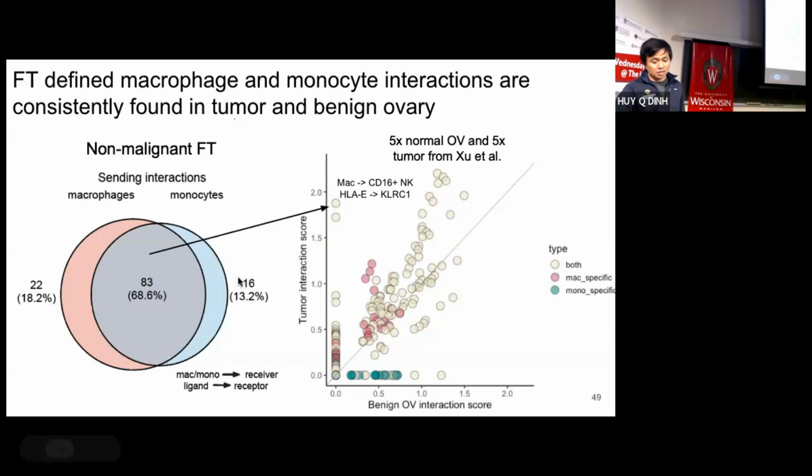And there are about 16 monocyte specific interactions and 22 macrophage specific. And if we use those interactions and compute the score in the matched normal and tumor, which we take from this data, so they are normal and tumor ovary. And you can see in tumor, the macrophage specific are more enriched, and the monocyte specific interactions are more in the benign ovarian tissues. But the ones that are in both, some of them are more specific, but both of them are associated with both.